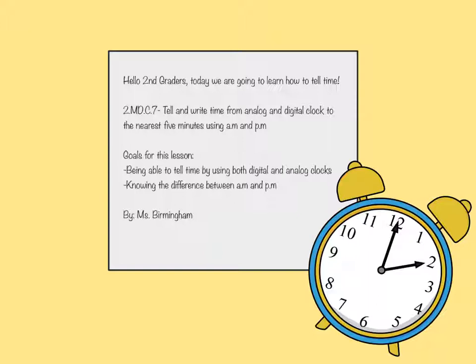The standard below is showing us what we're going to do today, which is tell and write time from analog and digital clocks to the nearest 5 minutes using AM and PM. The goals for the lesson are being able to tell time by using both digital and analog clocks and also knowing the difference between AM and PM.